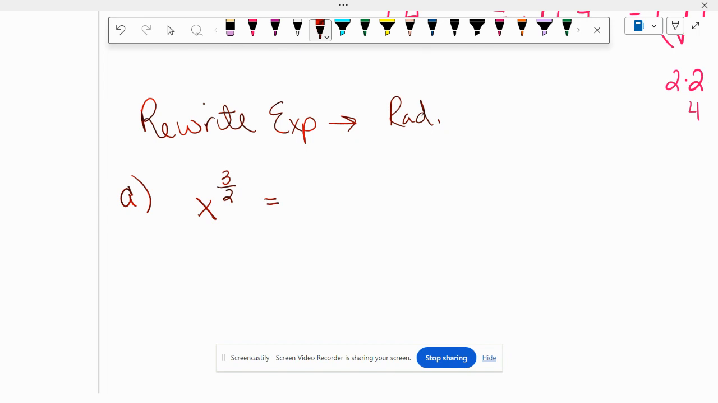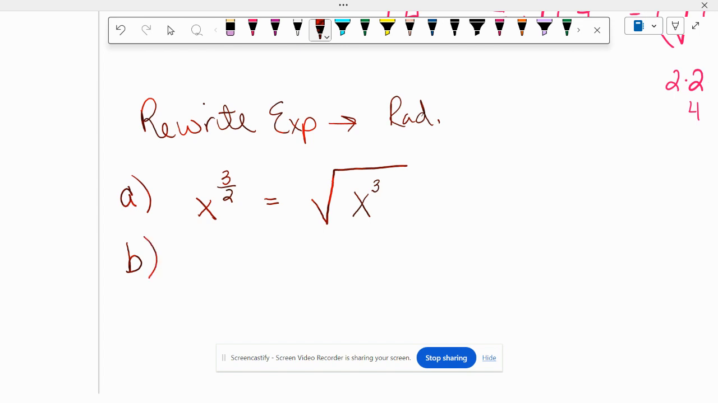So what's your root or your index? It's the denominator. I want the square root. And if we're just looking for the square root, you notice we don't put a 2 out there. We just know it's the square root. So I really want the square root of x cubed. That's what that's asking me for.